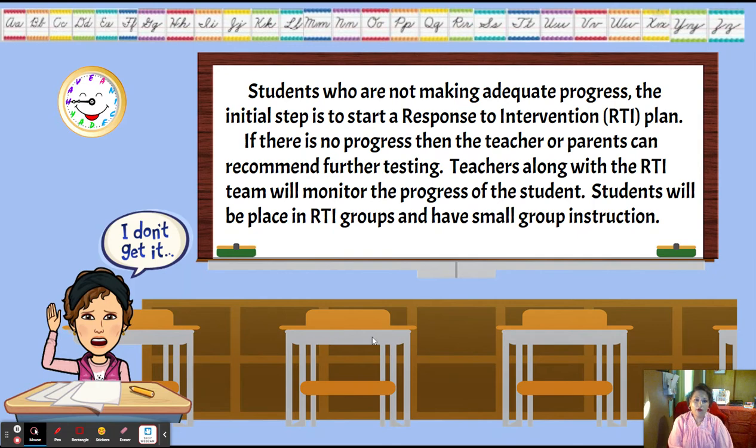For students who are not making adequate progress, the initial step is to start a response to intervention, an RTI plan. If there is no progress, then the teacher or parents can recommend further testing. Teachers, along with the RTI team, will monitor the progress of the student. The students will be placed in RTI groups and have small group instruction.